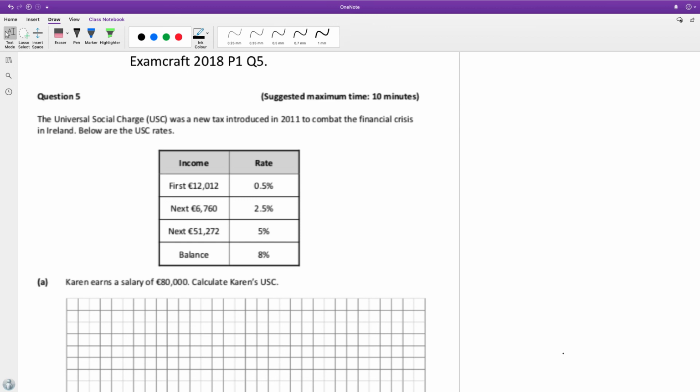So calculate. Get me 0.5% of 12,012. Get me 2.5% of that. Use your calculator.